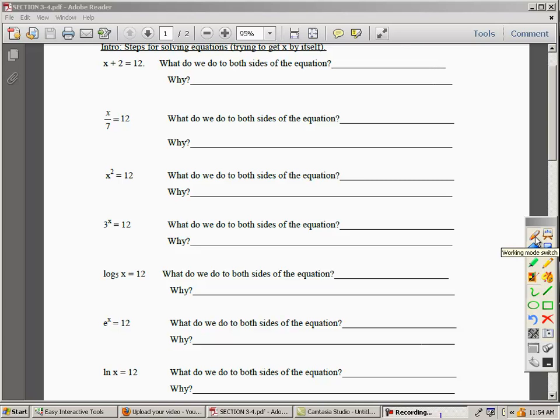If you look at the first one, we give you x plus 2 is 12. If we asked you to solve this, you would say we'd subtract 2 on each side. Why? Because subtraction is the inverse of addition. Okay? We do subtraction because subtraction is the inverse of addition. I'm going to skip the second one. I'm going to go to the third one.